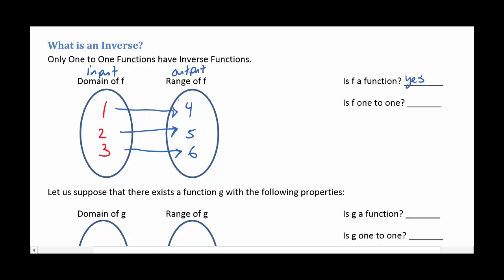If I look at 1 to 4, can I partner up, is each y value partnered up with only one x value? And the answer to that one is yes. Now, with an inverse, what I'm going to do is switch domains and ranges. So I'm going to take the domain of f and swap it out with the range of g, and I'm going to take the range of f and swap it in for the domain of g.